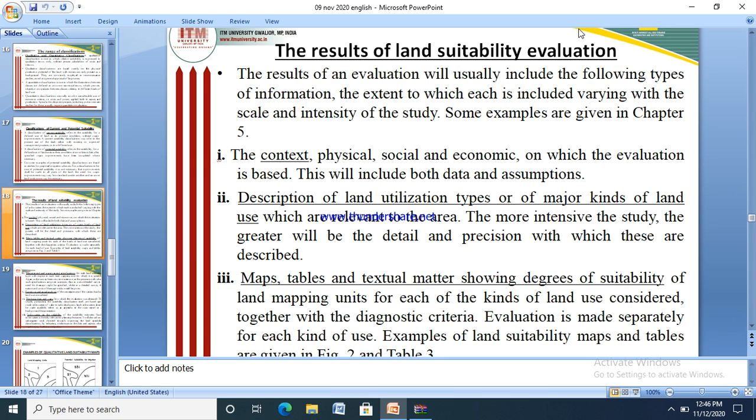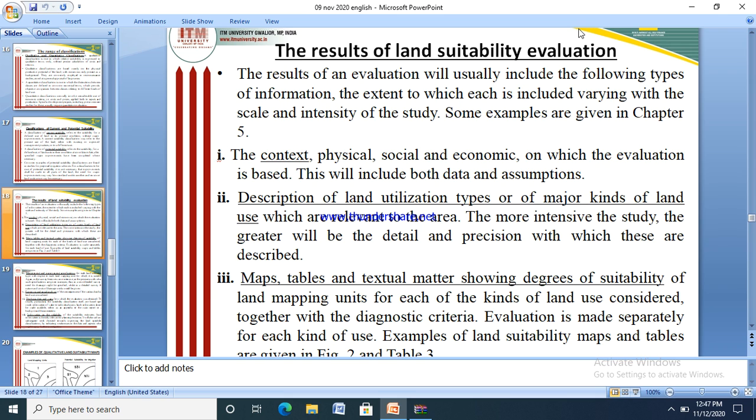Now the results of the land suitability classification. The results of an evaluation will usually include the following types of information, the extent of which varies with the scale and intensity of the study. The context, physical, social and economic, on which the evaluation is based. This will include both data and assumptions.